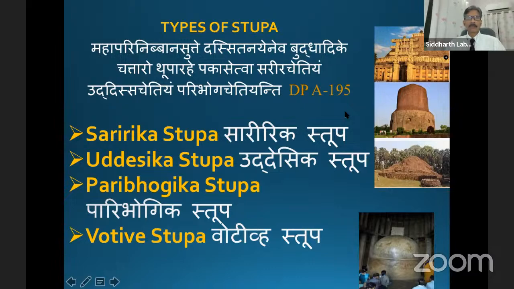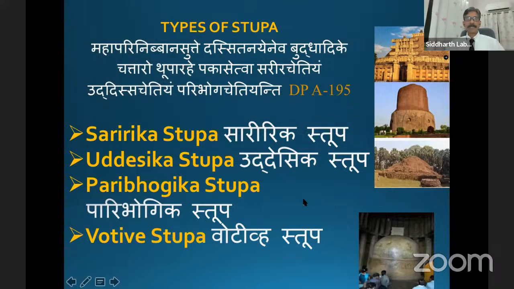Then Paribhogika stupa. The Paribhogika word means the things or the articles used by the Buddha himself. For example, it may be chivar, it may be Bhiksha Patra, right? Begging bowl. So if any stupa is constructed on that, that stupa is called the Paribhogika stupa.